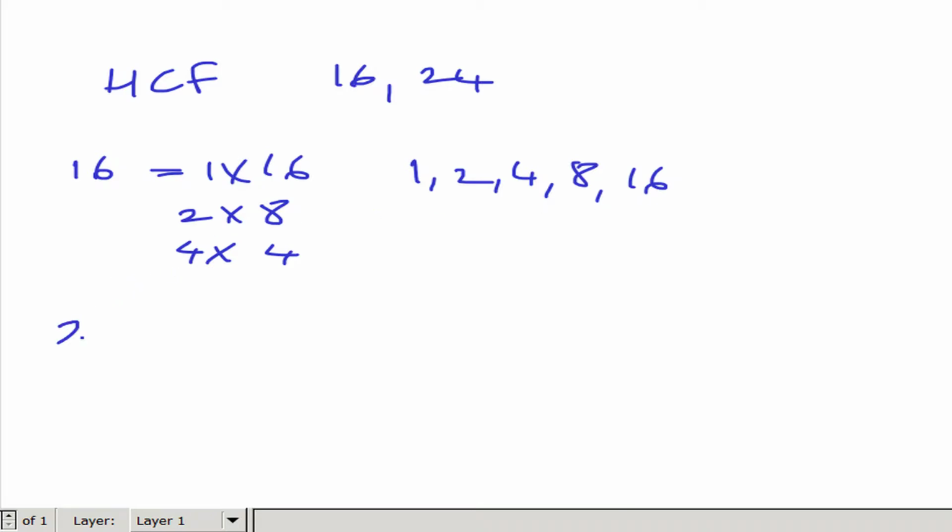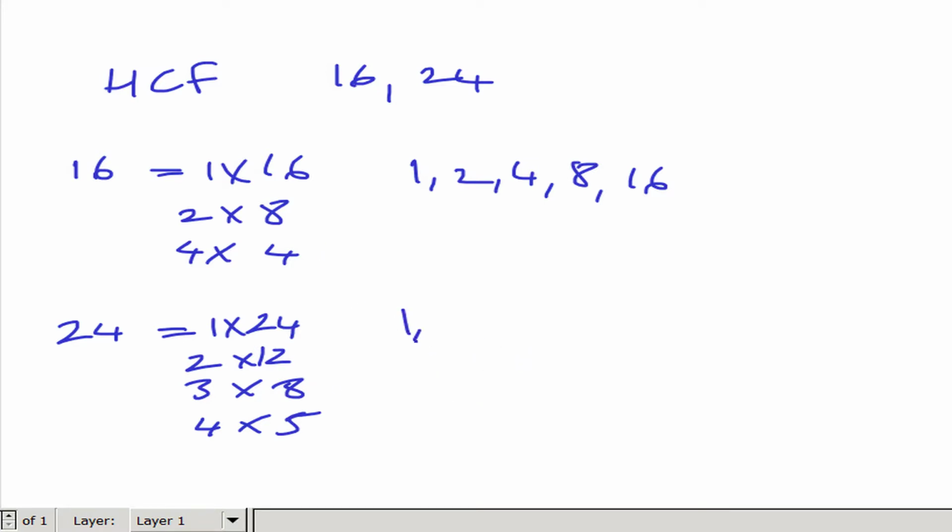Let's take 24 now. That's the same as 1 times 24, 2 times 12, 3 times 8, 4 times 6. We already got 8 here, 8, 16, 24. Any other numbers? 12 times 2. That's all I can figure out for now.